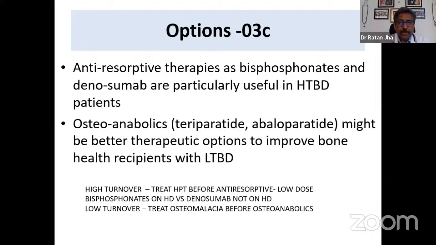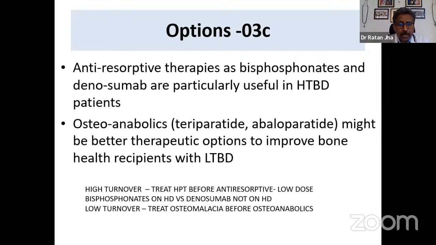So the options that we have to treat a patient of osteoporosis in CKD is to use anti-resorptive therapies such as bisphosphonates and denosumab in high turnover bone disease patients, and osteoanabolic therapy like teriparatide and abaloparatide to improve bone health in patients with low turnover bone disease. In high turnover bone disease, you have to treat hyperparathyroidism before we give anti-resorptive therapy.